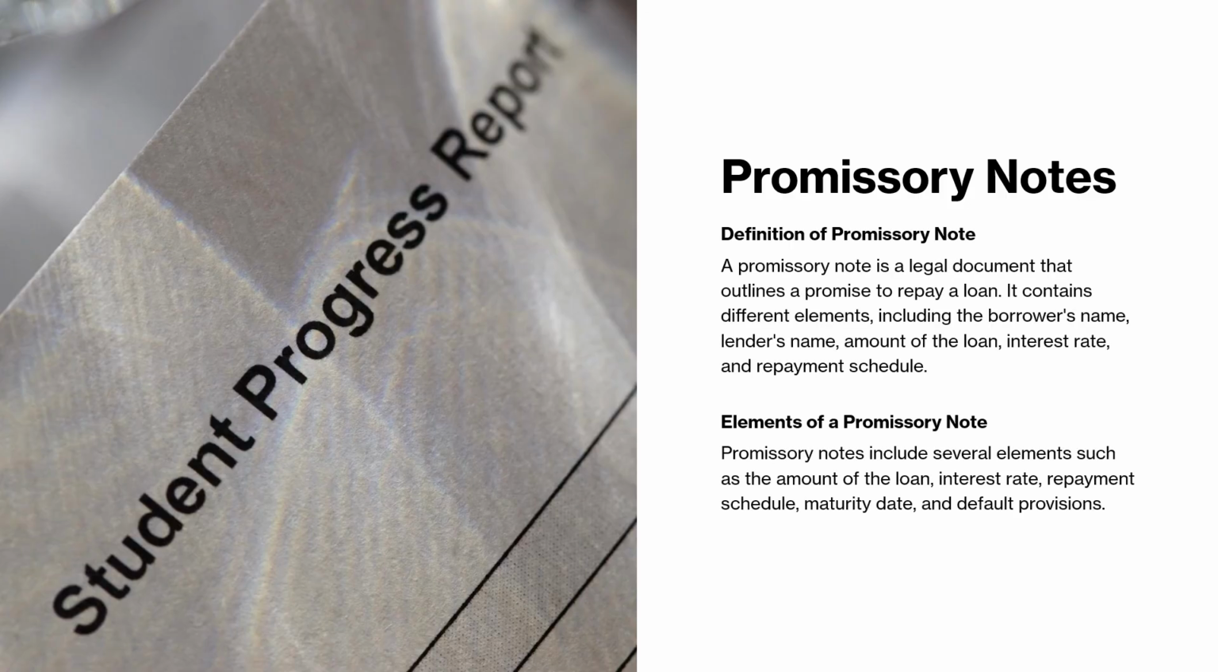Promissory notes. Definition of promissory notes. A promissory note is a legal document that outlines a promise to repay a loan. It contains different elements, including the borrower's name, lender's name, amount of the loan, interest rate, and repayment schedule. Elements of a promissory note. Promissory notes include several elements such as the amount of the loan, interest rate, repayment schedule, maturity date, and default provisions.